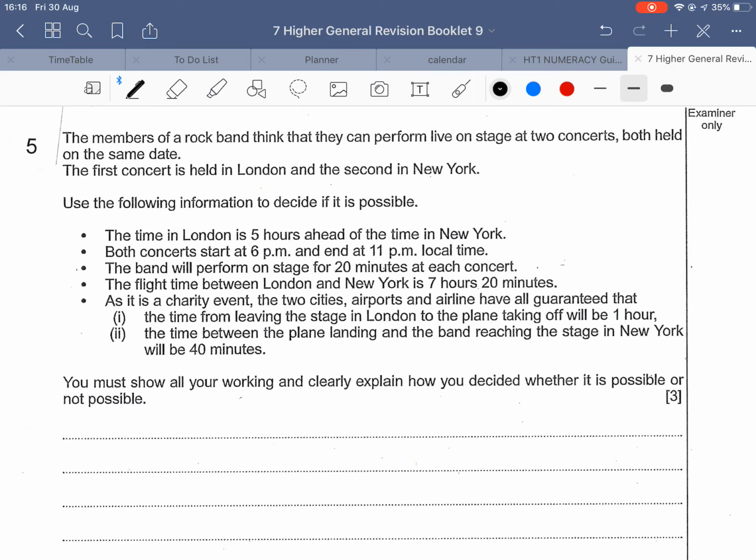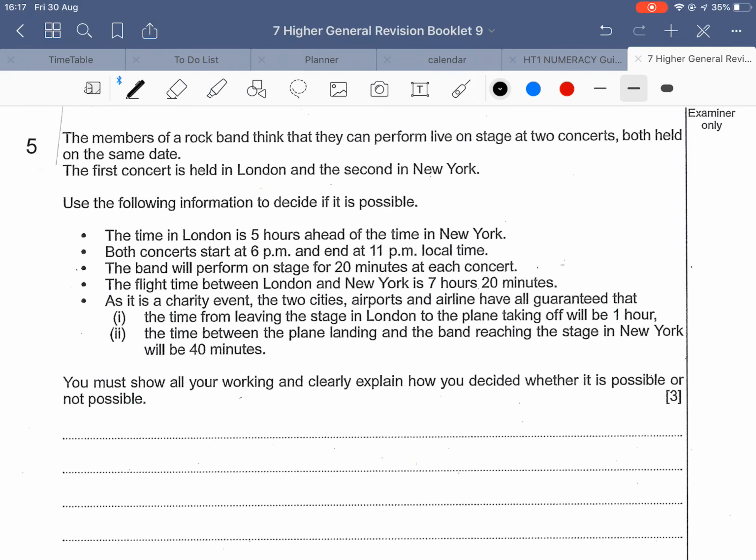The flight time between London and New York is 7 hours and 20 minutes. As it's a charity event, the two cities, airports and airlines have all guaranteed that the time from leaving the stage in London to the plane taking off will be 1 hour. The time between the plane landing and the band reaching the stage in New York will be 40 minutes. You must show all your workings and clearly explain how to decide whether it's possible or not possible.